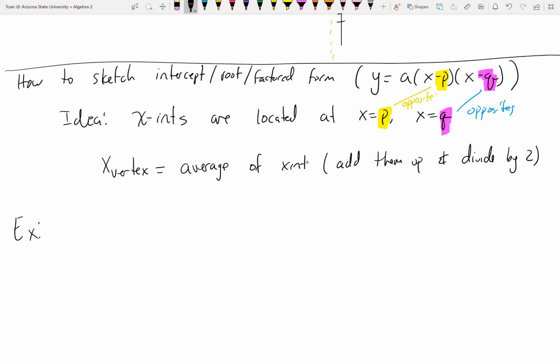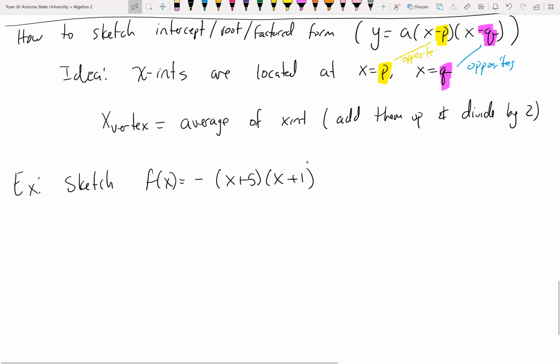So suppose I ask you to sketch f of x equals negative (x plus 5) times (x plus 1). So we can see that it is an intercept form because everything's multiplying each other. So I hope it's very easy to see that the x-intercepts will be the opposite of this number. So that's negative 5. And the other x-intercept will be the opposite of this number, which is going to be negative 1.